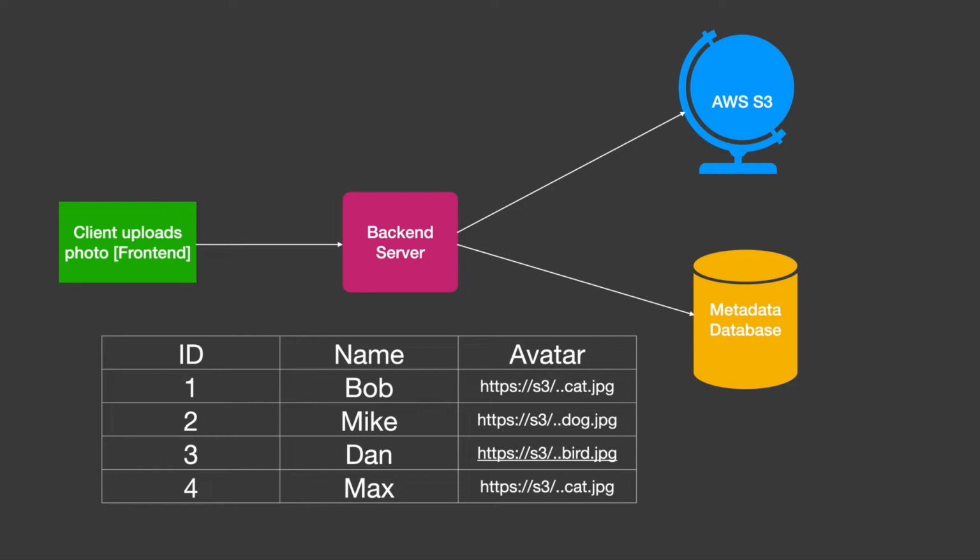So just to sum up, what we're doing over here is you have the client passing the image to the server. The server takes the image, puts it to S3. S3 gives the server a URL back, and then we store the URL in our metadata table so that we know where to go find the avatar for every user.